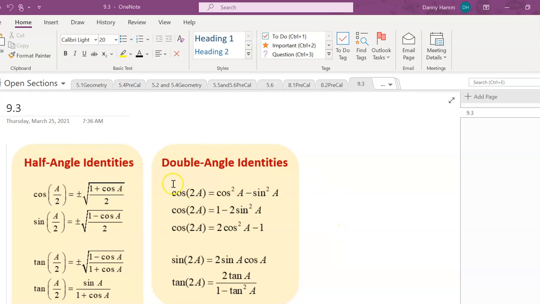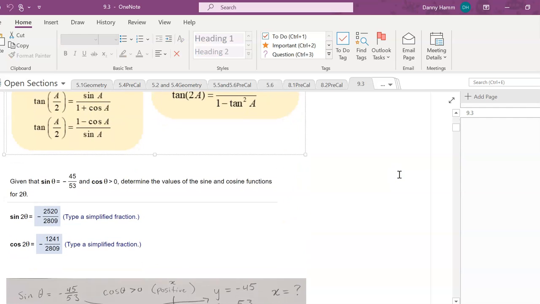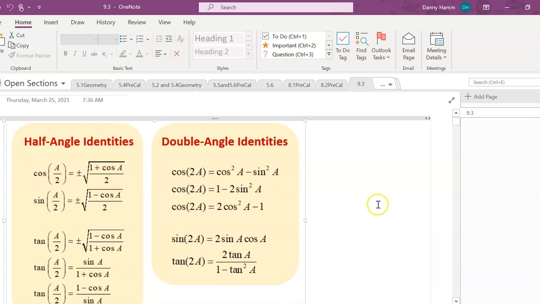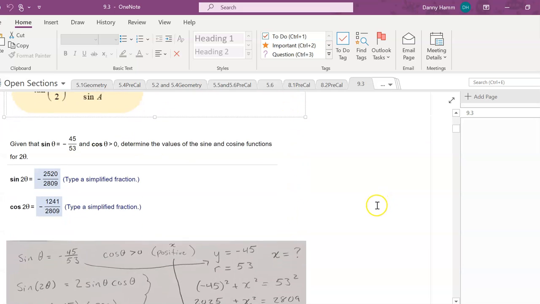All right, we are finishing up chapter 9 with 9.3. We're looking at half angle identities and double angle identities. We'll also be referencing the unit circle if you need it. And I'll be looking back and forth as we look at the work between these.